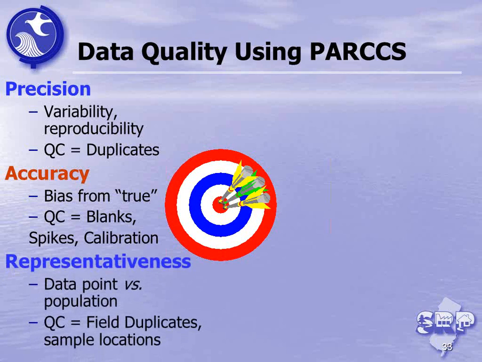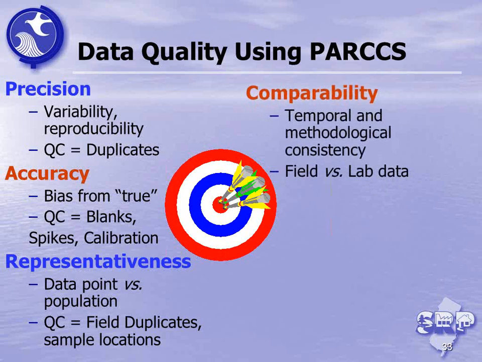Representativeness. How representative is that result to the entire population that I'm looking at? So the quality control samples that we look at generally are field duplicates, and that doesn't mean a sample that gets sent to the lab and you say, lab, can you run that twice? That's not a field duplicate. That's a split or a matrix duplicate, and that can give you some information about heterogeneity within that particular jar. But if you want to know about site heterogeneity, you have to actually take two separate samples to do field duplicate precision, and also look at sample locations.